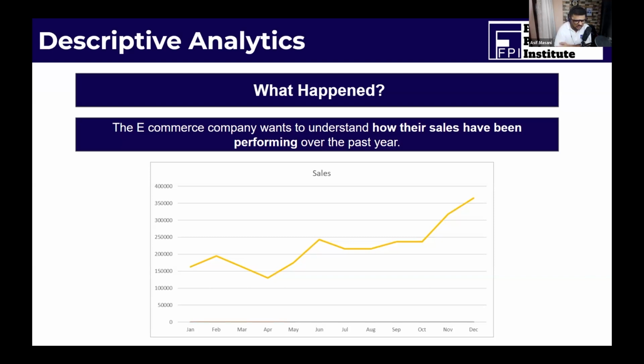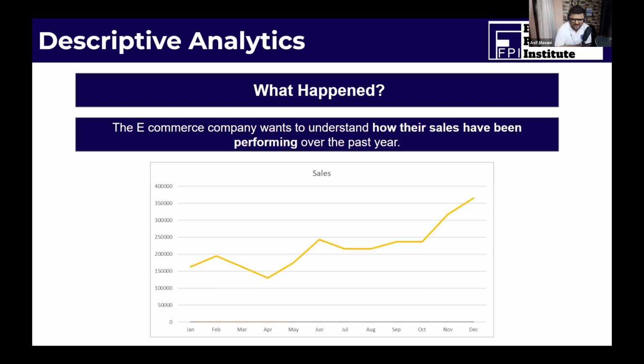So what are you doing right now? You have taken the data set, created a chart, and you're trying to understand what has happened historically. You're not talking about the future. You're just talking about the historical data right now. All of what we have done in the last minute is descriptive analytics. We are trying to understand what has happened in the past.